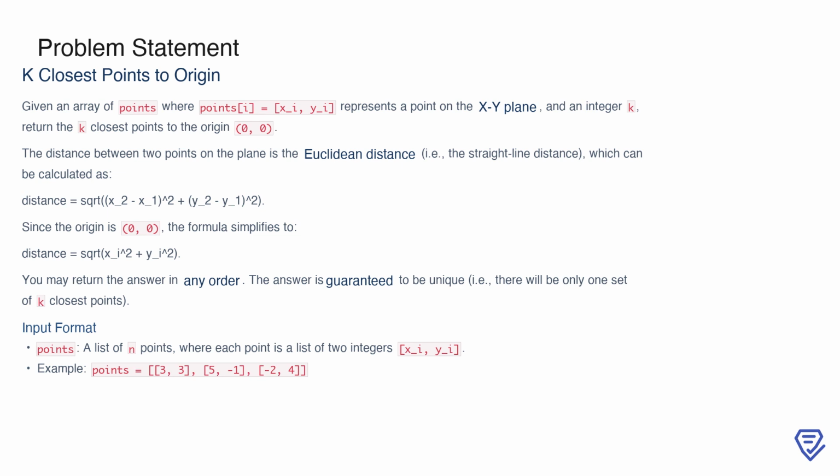The distance between 2 points on the plane is calculated using the Euclidean distance formula, which is the square root of the sum of the squares of the differences in their x and y coordinates. Since we are measuring the distance specifically from the origin, the formula simplifies to the square root of x_i^2 plus y_i^2. As part of the requirements, the order in which you return the points does not matter, and you can assume the result will always be unique, meaning there will be no ties that need breaking.